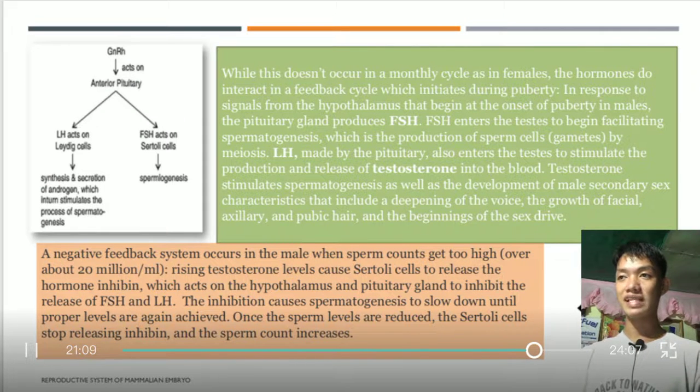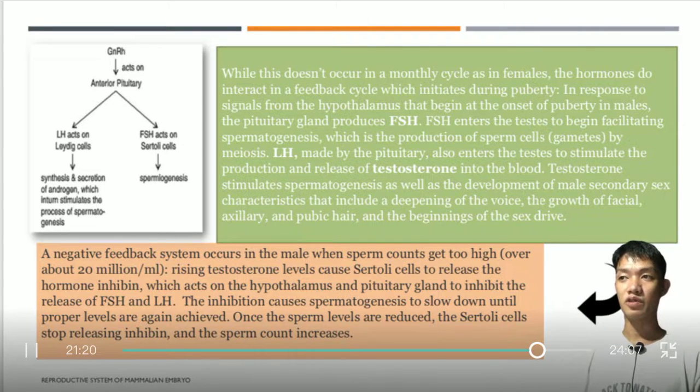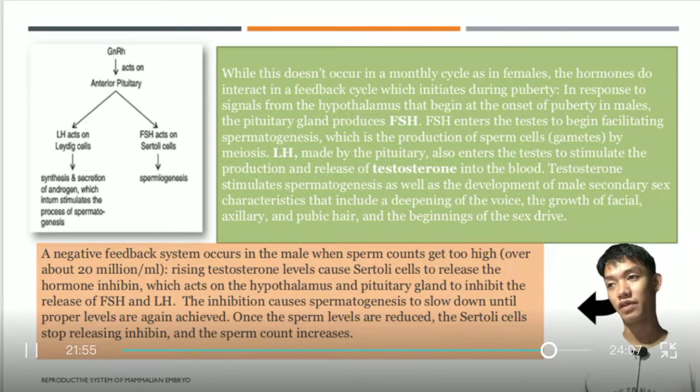While this doesn't occur in a monthly cycle as in females, the hormones interact in feedback cycles which initiate during puberty in response to signals from the hypothalamus. At the onset of puberty in males, the pituitary gland produces FSH. FSH enters the testes and begins facilitating spermatogenesis, which is the production of sperm cells, or gametes, by meiosis. LH made by the pituitary also enters the testes to stimulate the production and release of testosterone into the blood. Testosterone stimulates spermatogenesis as well as the development of male secondary sex characteristics, including deepening of the voice, growth of facial, axillary, and pubic hair, and the beginnings of the sex drive.